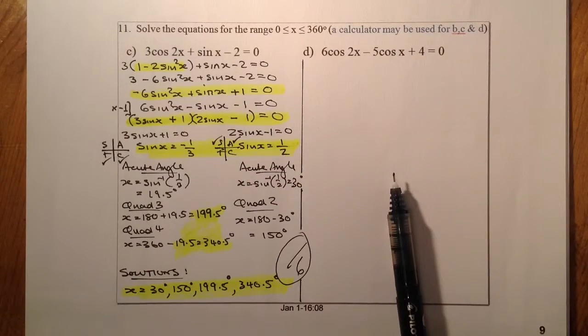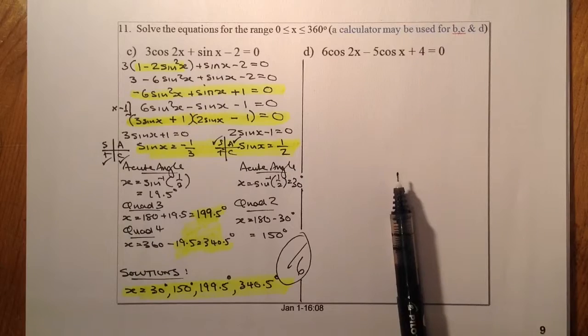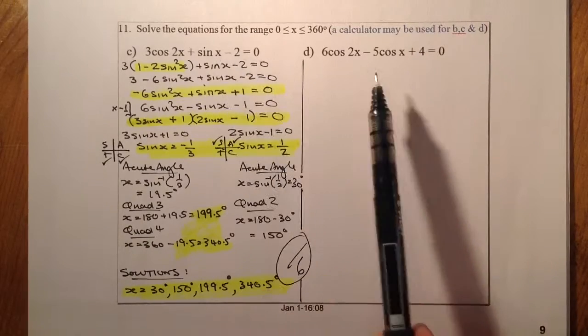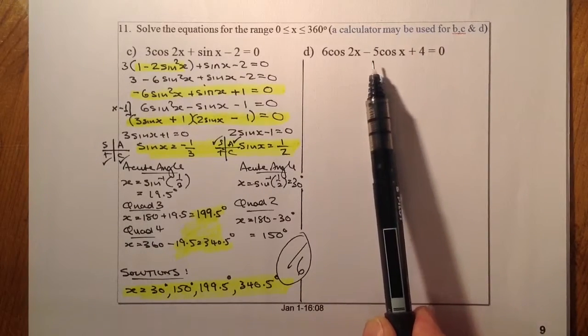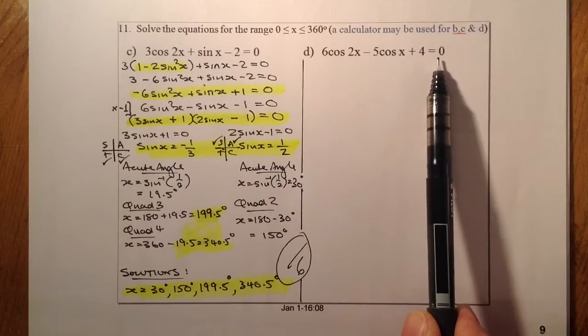This is higher homework. It's the Unit 2 extension work that we've been doing, and it's question 11 part D. So this will be the last question that we're doing in this homework. Right, what we're doing is we're trying to solve this equation here. So it's 6 cosine 2x minus 5 cosine x plus 4 equals 0.